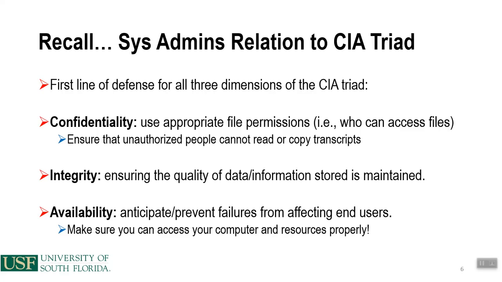And the relationship to the CIA triad is that they're often the first line of defense for all three dimensions of the CIA triad. So for example, confidentiality, ensuring that unauthorized people cannot read or copy transcripts. Integrity, making sure that the quality of the data information is maintained, and availability, making sure that the database server that students need when they are trying to access the database for their assignment is available to them at 11:50 p.m. right before the due date at 11:59 p.m.